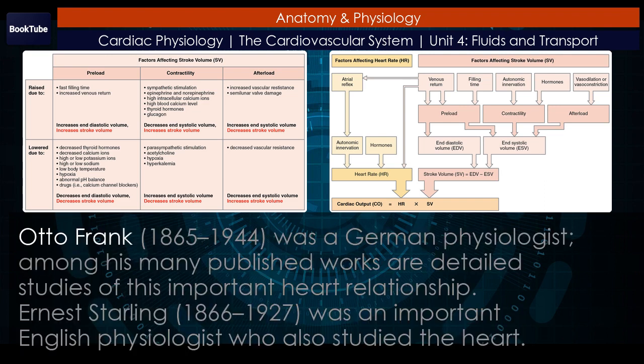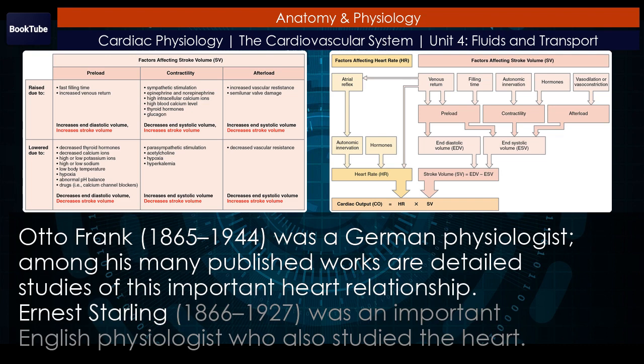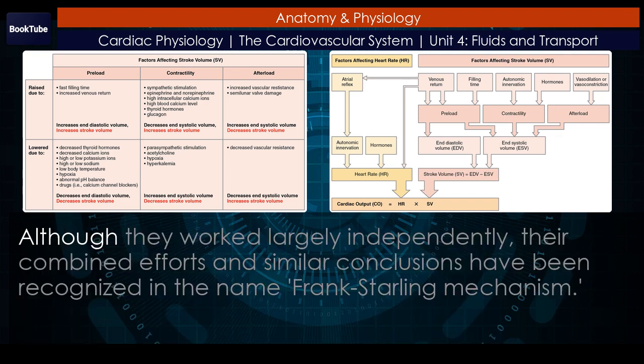Otto Frank, 1865 to 1944, was a German physiologist. Among his many published works are detailed studies of this important heart relationship. Ernest Starling, 1866 to 1927, was an important English physiologist who also studied the heart. Although they worked largely independently, their combined efforts and similar conclusions have been recognized in the name, Frank-Starling mechanism.